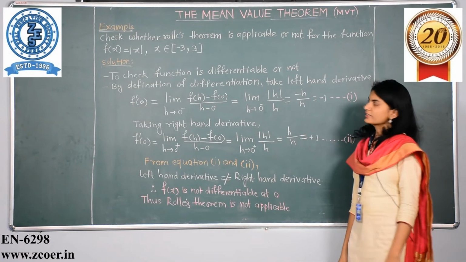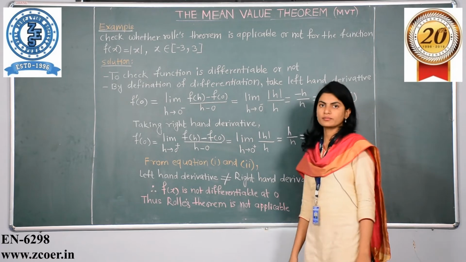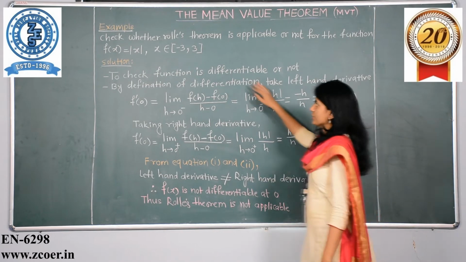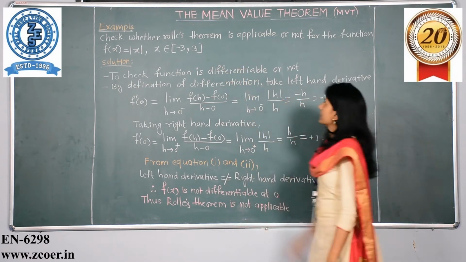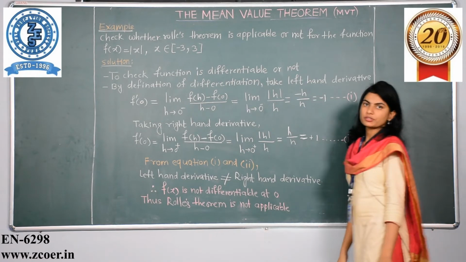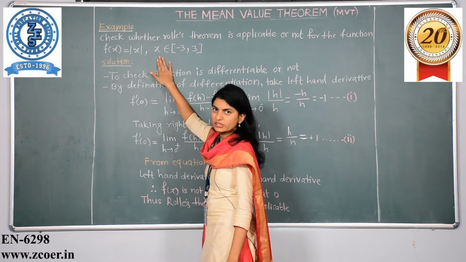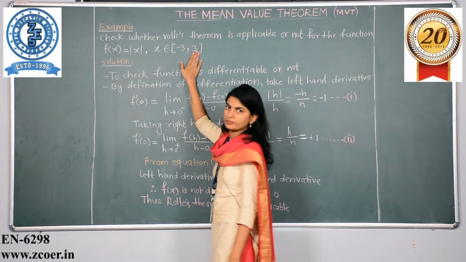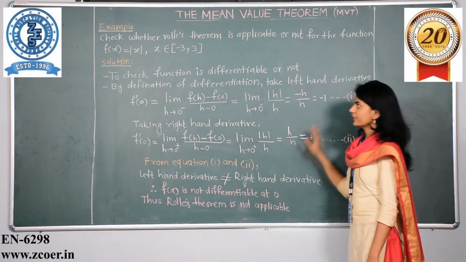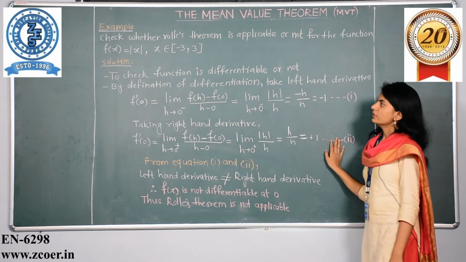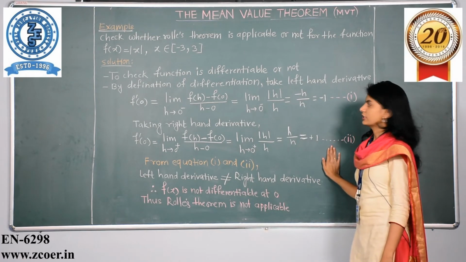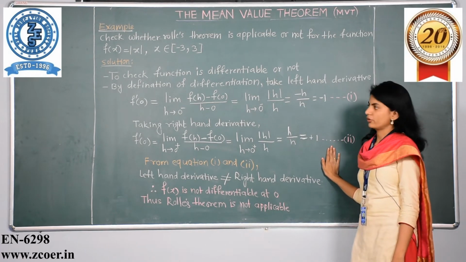So friends, in the second example, we check whether Rolle's theorem is applicable or not for the function f of x equal to mod x, where x belongs to the closed interval minus 3 comma 3. For this problem statement, the task is to check whether the function is differentiable or not.